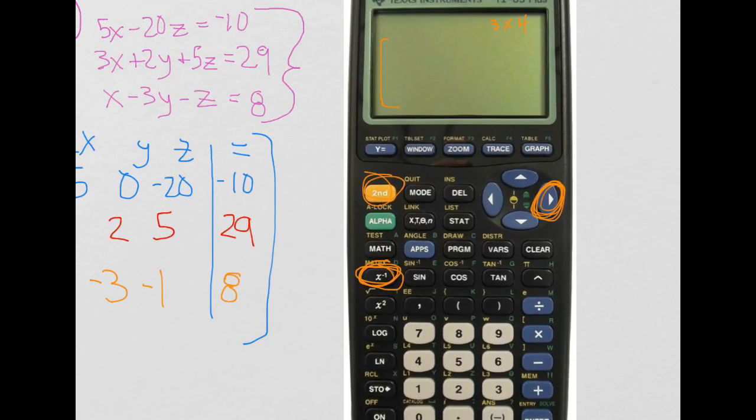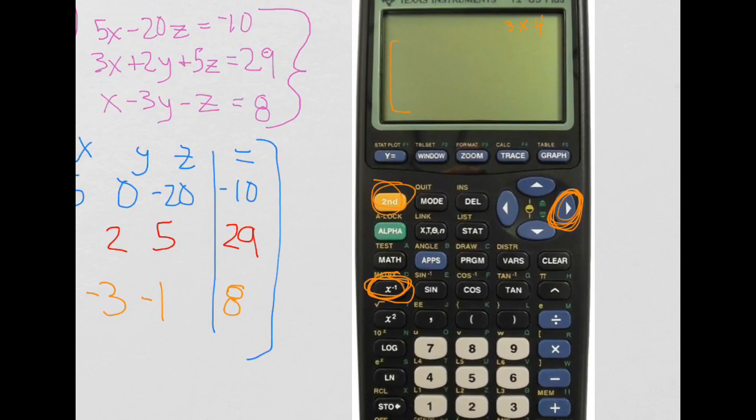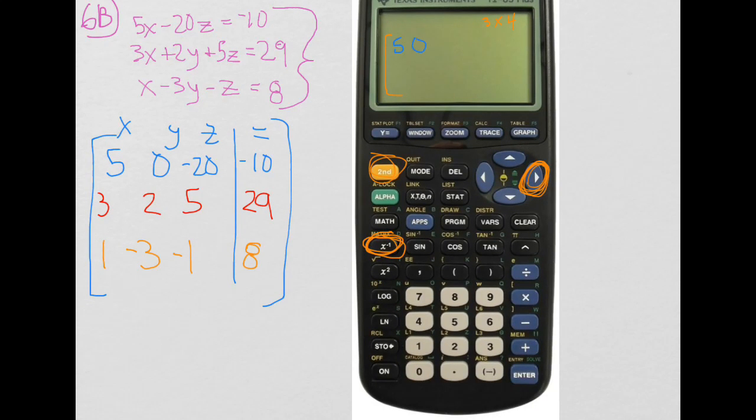And now we just want to enter just like we have before. So hit 5 and enter, and then hit 0 and enter, and then hit negative 20 and enter, and negative 10, etc., and go through for each of these terms. Every time you hit enter, it will automatically put you at the next point. So 3, enter, 2, enter, 5, enter, 29. And then finally, 1, negative 3, negative 1, positive 8.